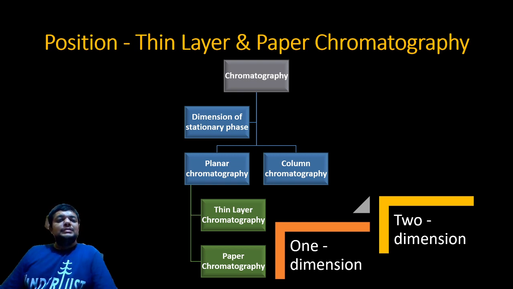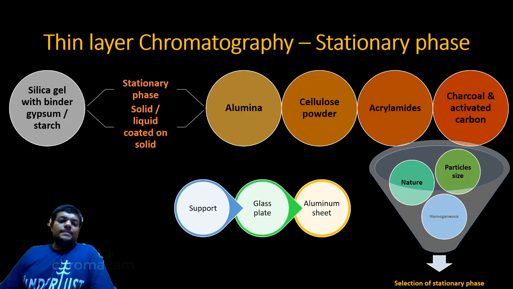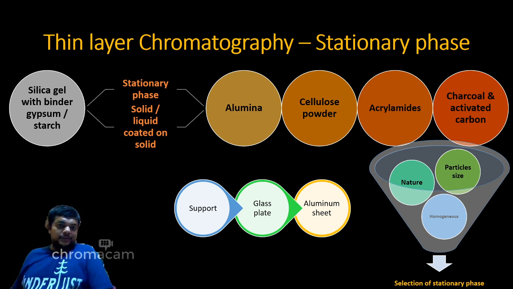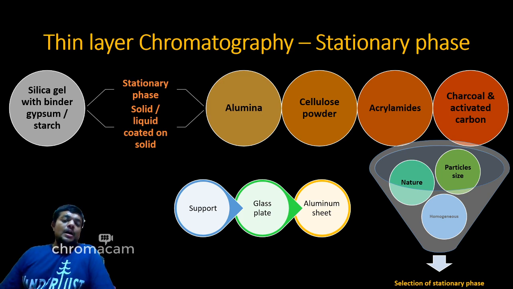Two dimension is a separate science, but as of now in this video we are going to confine ourselves to one dimension chromatography. So the position of TLC and paper is inside the category of planar chromatography, which is based on the dimension or shape of the stationary phase. Thin layer chromatography. In thin layer chromatography, stationary phases: how can we define these stationary phases?